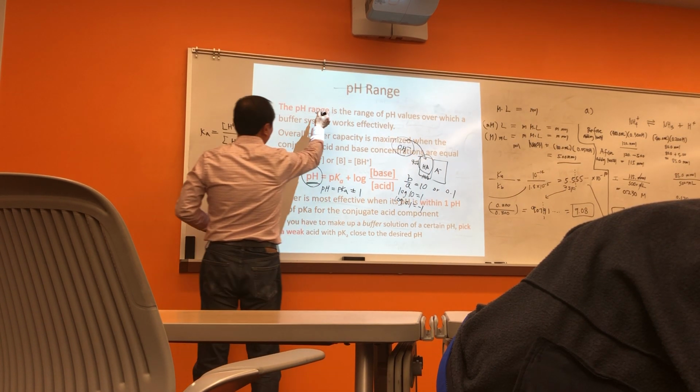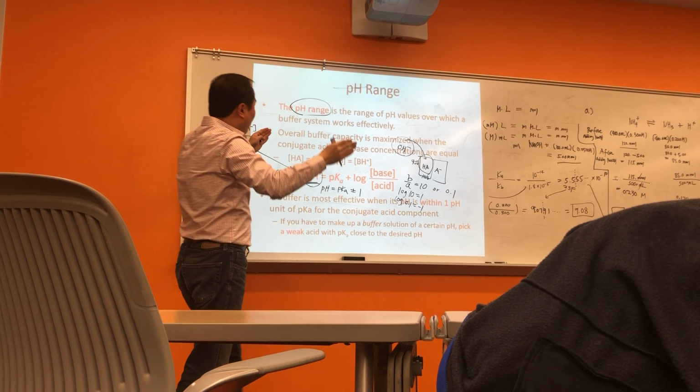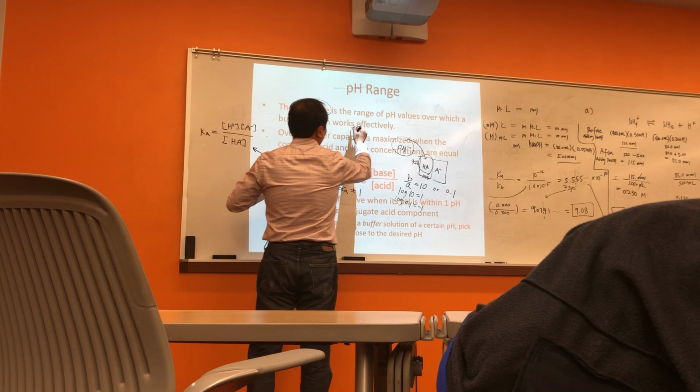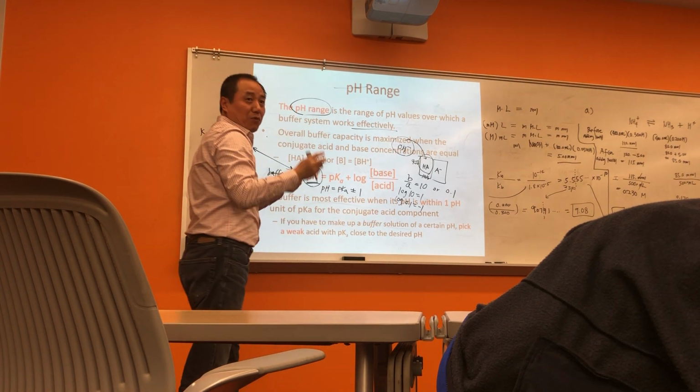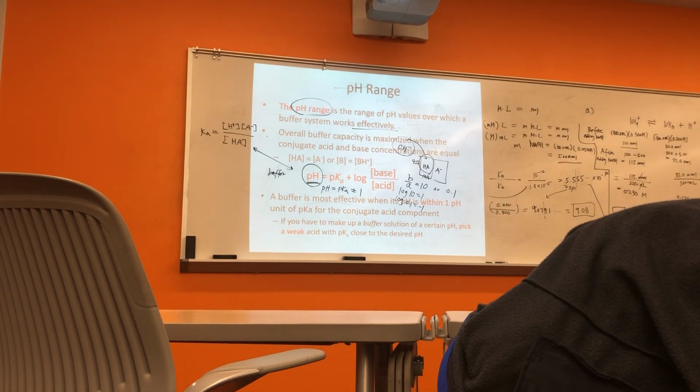And then this is terminology. The pH range is the range within which the buffer will work effectively. Normally we say plus or minus 1. Okay? If it changes more than plus or minus 1, you no longer have an effective buffer.